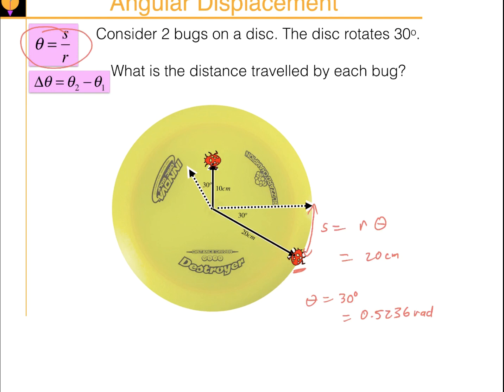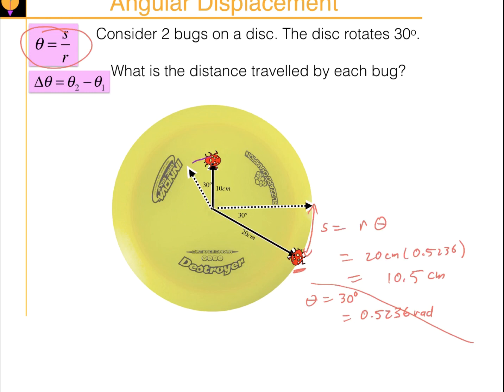When you're converting to arc length like this, you need to convert theta to radians. So this would be times 0.5236. And what do we get for our final S? We get that it traveled about 10.5 centimeters, roughly. Okay, so when it rotated 30 degrees, this bug traveled a little over 10 centimeters.